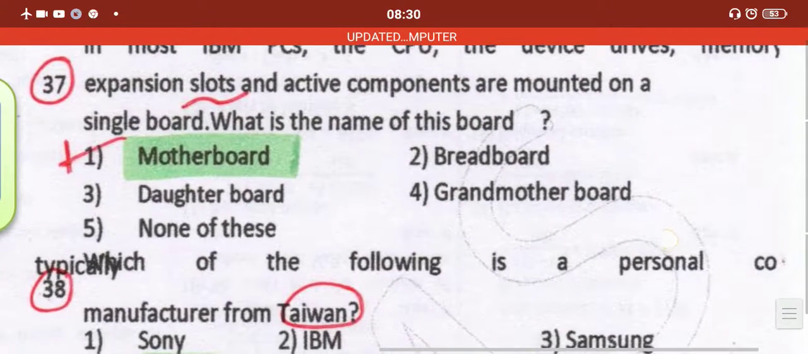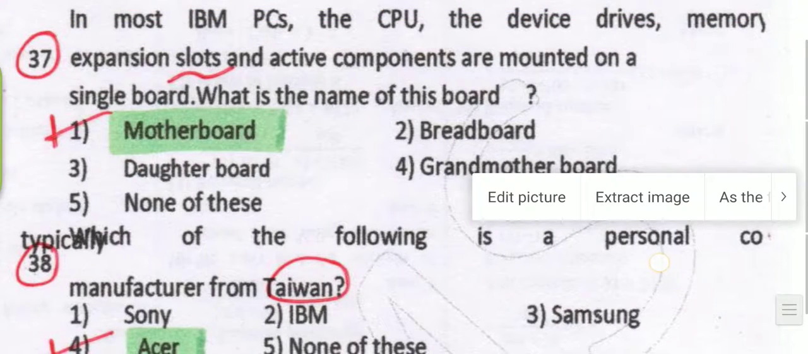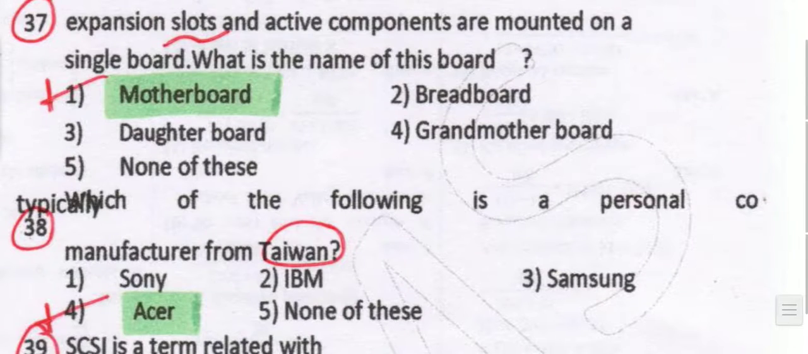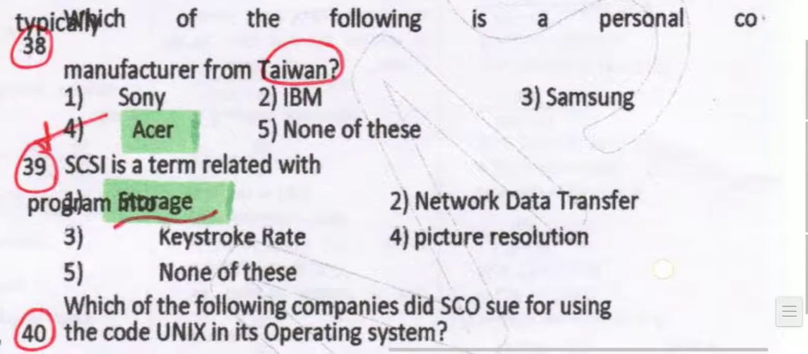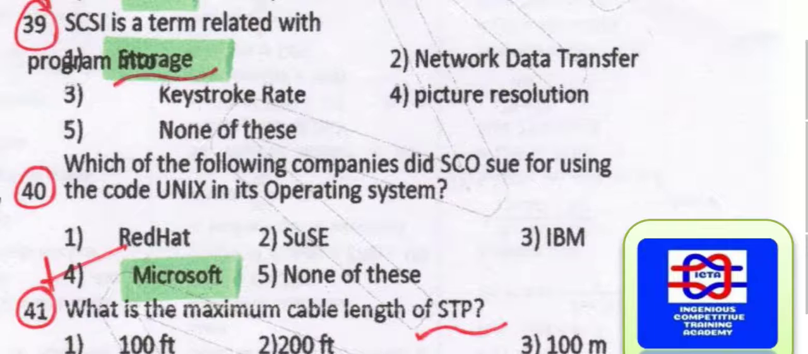Next we have: expansion slots and active components are mounted on a single board. The name of the board is the motherboard, on which you will find expansion slots as well as active components. Which of the following is a personal computer manufacturer from Taiwan? Acer. That is where we import from in Taiwan. SCSI is a term related to storage, one type of storage.